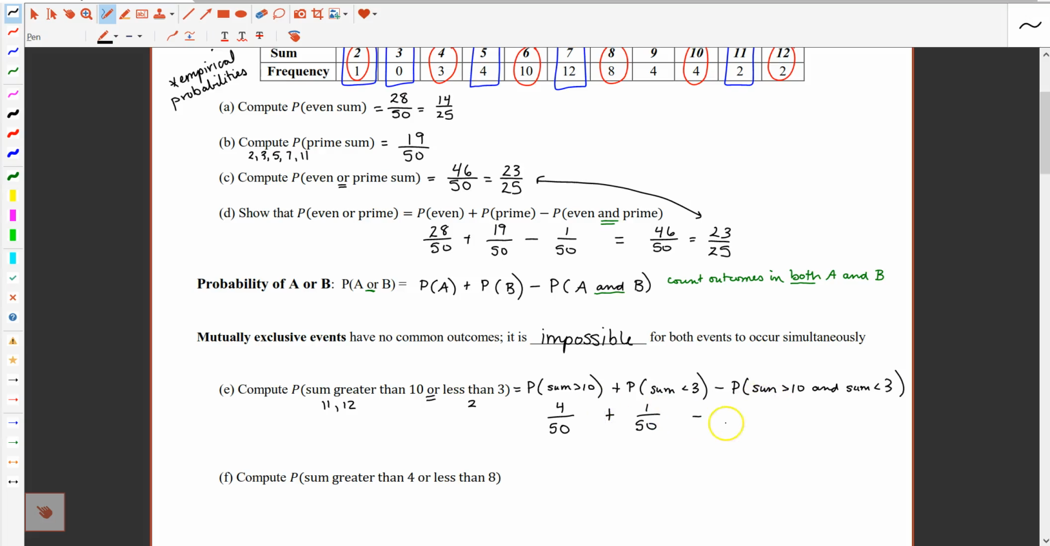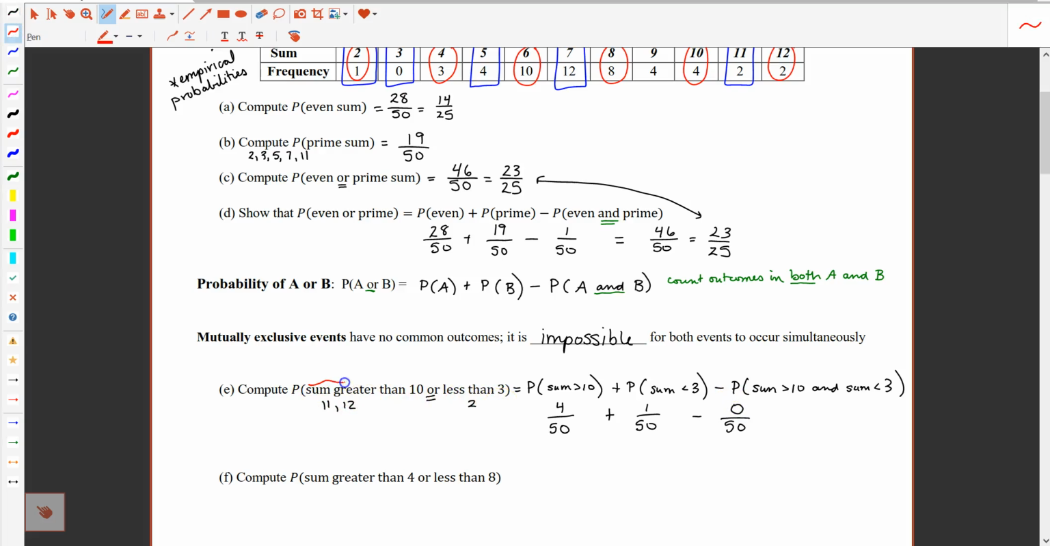Now for this last probability, out of the 50 possible trials, I want to count any sums that are simultaneously greater than 10 and less than 3. I want to count the frequency of how many times that happened. The sums greater than 10 are 11 and 12. The sum less than 3 is just the 2. These two things can't occur simultaneously. I can't have a sum that satisfies this criteria and simultaneously satisfies that criteria. So how many times were both satisfied simultaneously? 0.